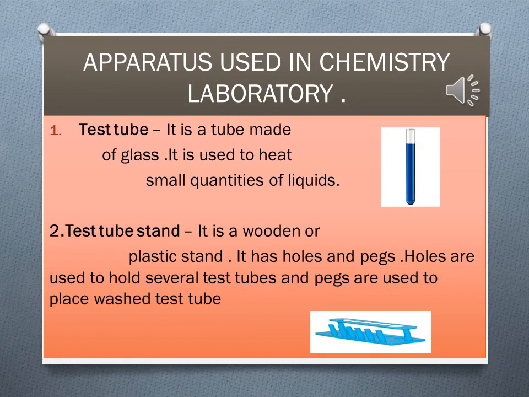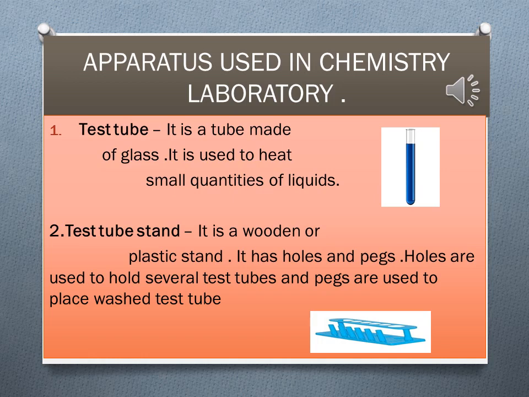Children, now we are starting with the first topic, that is apparatus used in chemistry laboratory. The first apparatus which is used in chemistry laboratory is test tube. Test tube is a small tube made up of glass. Then what are the uses of test tubes which are used in chemistry laboratory? Test tubes are used to heat small quantities of liquids or mix different liquids while making a solution. Now, one precaution you have to take care while heating liquids in a test tube: always keep the mouth of the test tube away from your face.